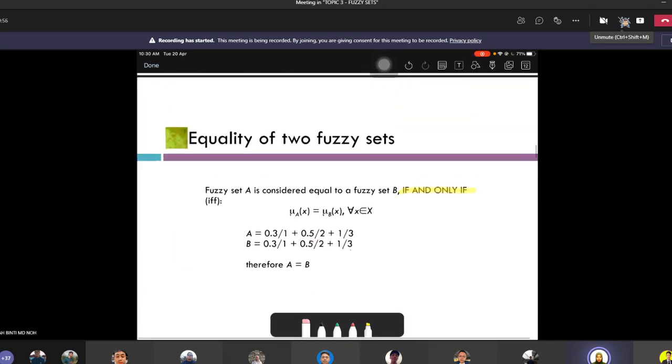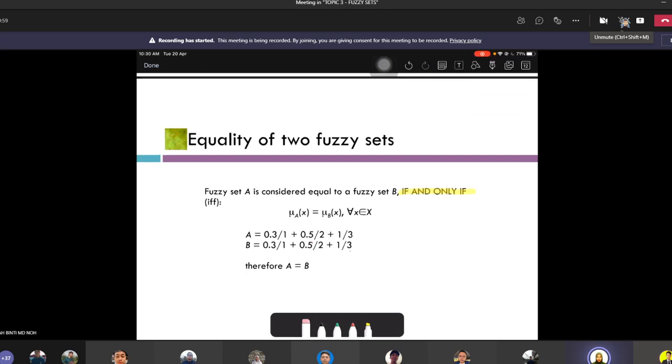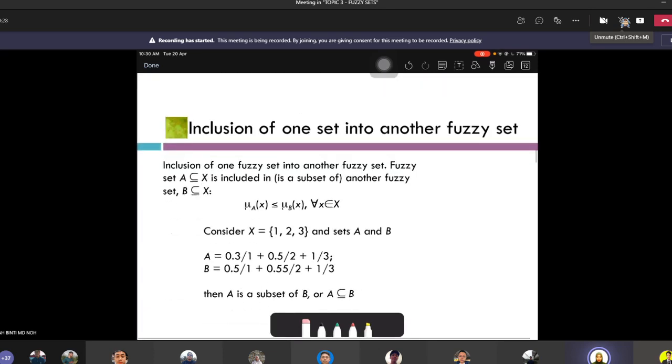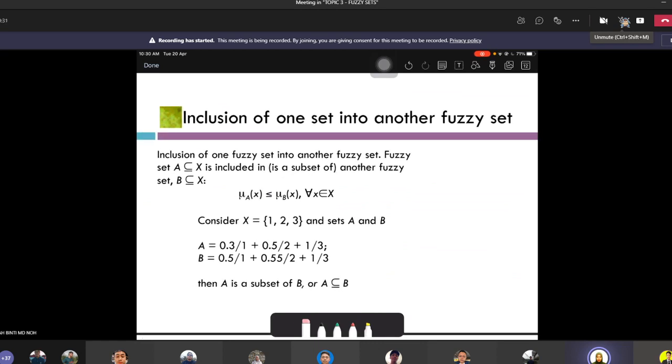Okay, katakanlah apa jadi kalau dalam set ni tak ada elemen 3. Can we say that these sets are equal? No. Yes, it's not equal. Sebab bila dia tak ada means that dia punya degree of membership is 0 kan? So kalau 0, dia tak sama dengan 1. So kita kata it's not the same. Okay, so kalau nak sama, all the elements mesti ada, then all the elements must have the same degree of membership.